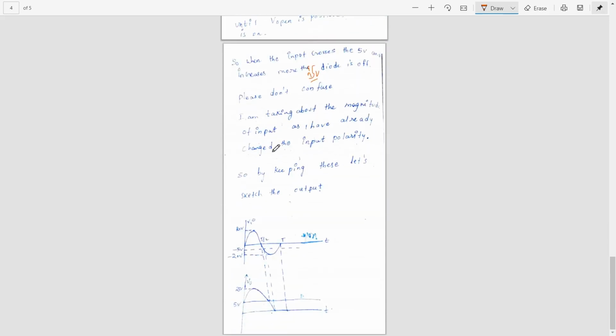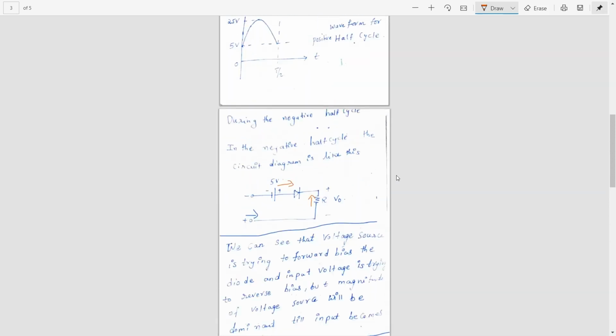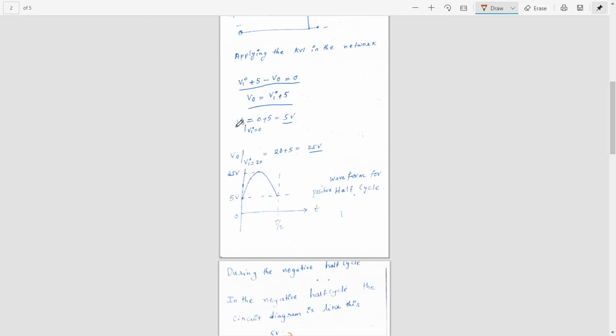Now we have seen that the diode is on till the input becomes more than 5 volt. So for the positive half cycle we have determined, and look, this is the input. Until the input reaches 5 volt, the diode is on. When the diode is on, it is conducting. So when it is conducting, we can use this equation when the diode is on. Even in the negative cycle we can use this equation until the input becomes more than 5 volt.